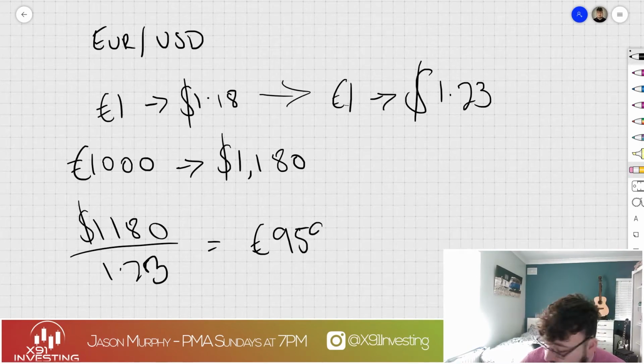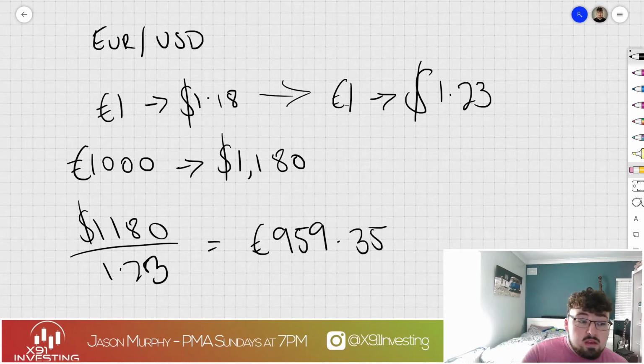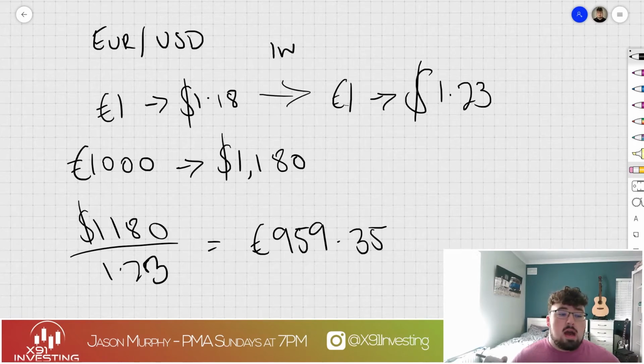So we have 959.35, right? So we went off and came back, say, 1 week later, and it was a huge resurgence on the dollar, and basically we actually have to front more euros to get more dollars. The dollar is more expensive.